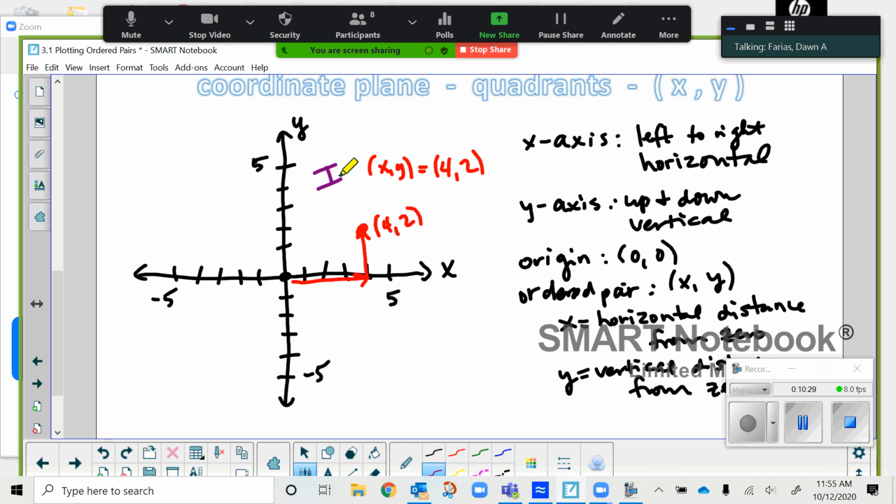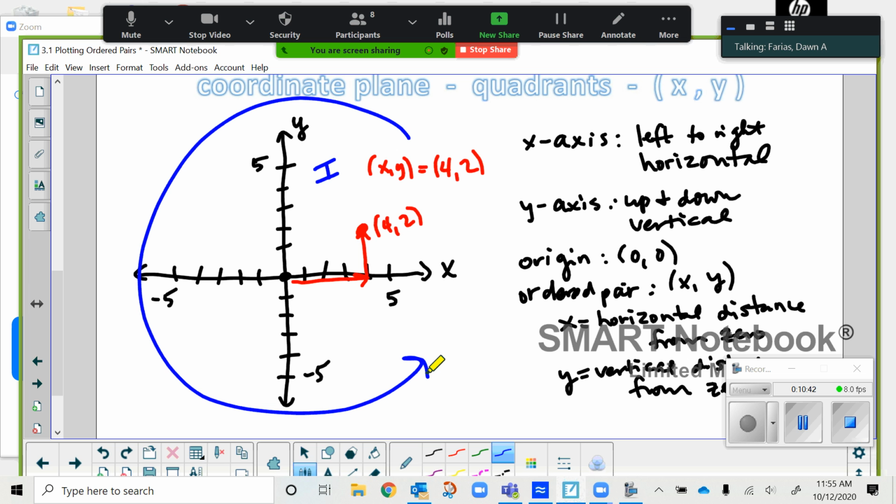Let me put it in blue so you can see it. So quadrant 1, and then we make like a C shape. So if you do the quadrants going around like this. So quadrant 1 is the easiest to remember, and then you just go to the left, and that's quadrant 2. So you make like a C shape and go all the way around. And then that would make this quadrant 3 and this quadrant 4.